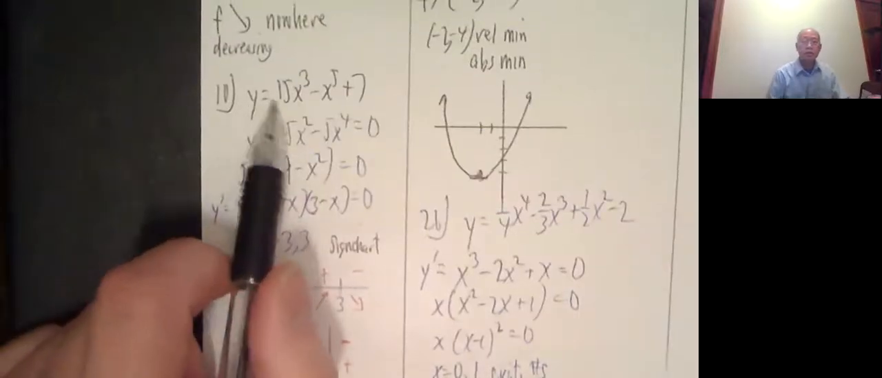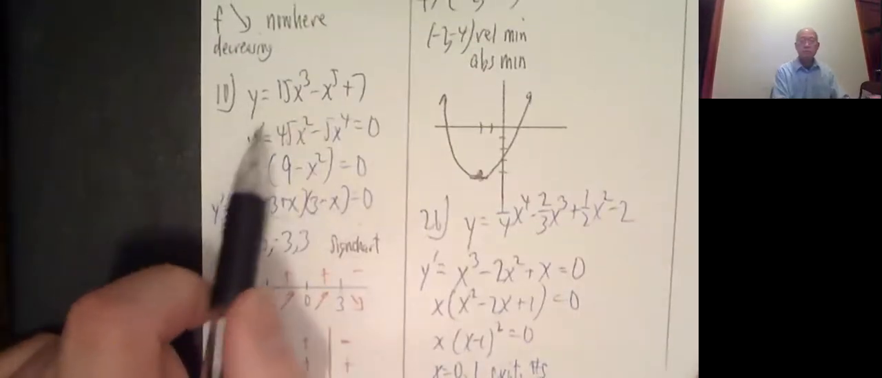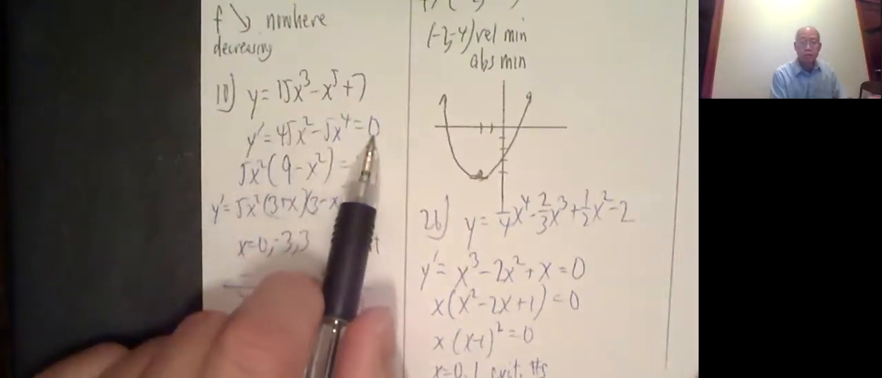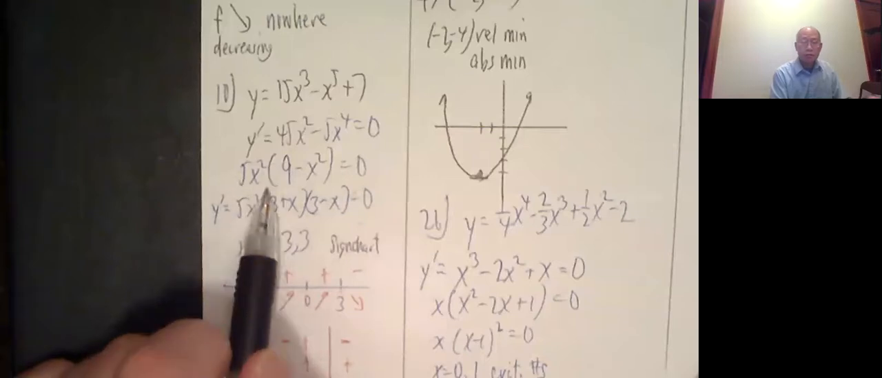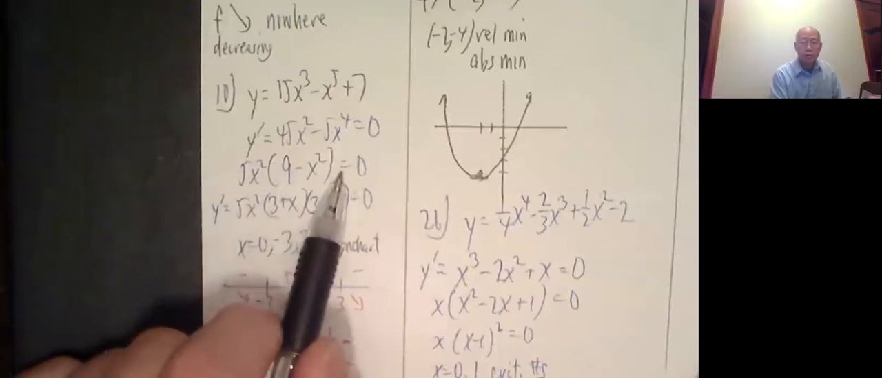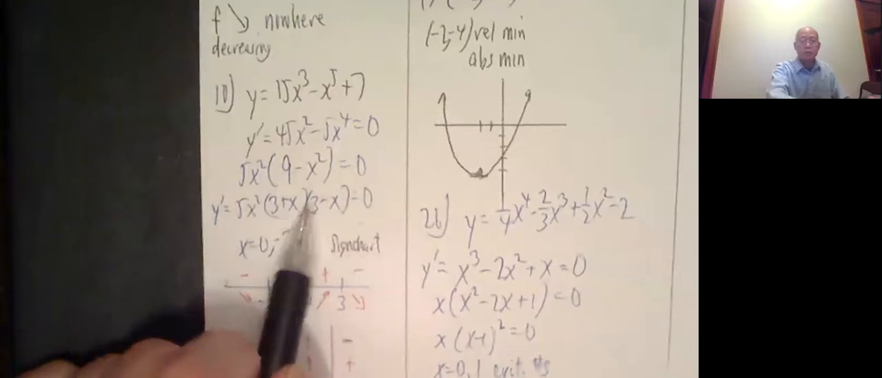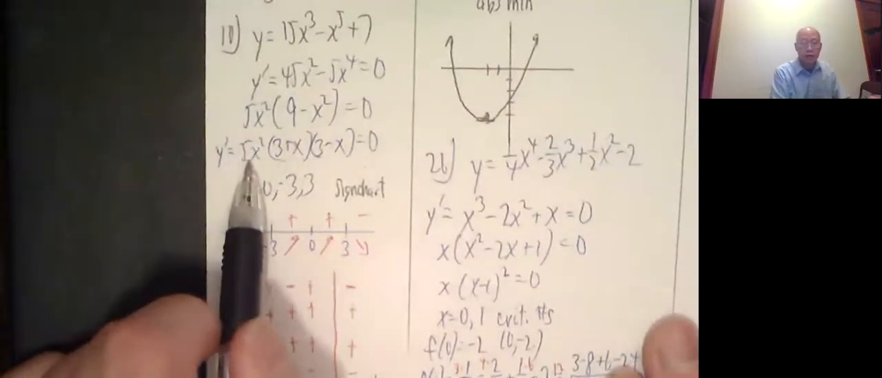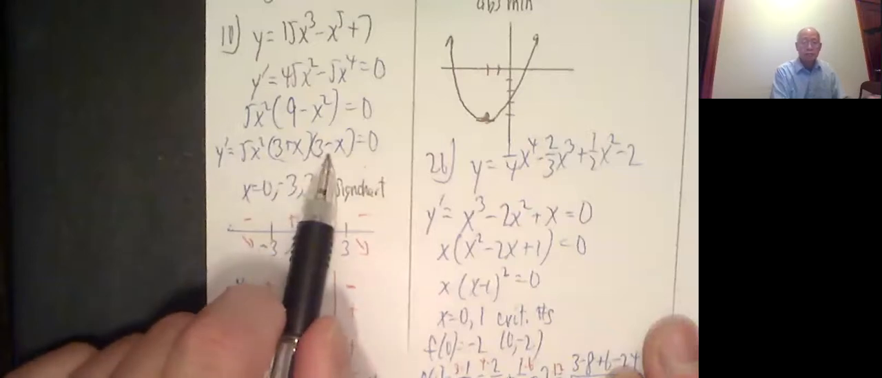Y equals 15x cubed minus x to the 5th plus 7. So take the derivative, 45x squared minus 5x to the 4th, set it equal to 0. Factor out 5x squared, then 9 minus x squared equals 0. This factors into 3 plus x, 3 minus x. Okay, so my critical numbers are whatever makes the derivative 0. That would be x equals 0, negative 3, and 3.